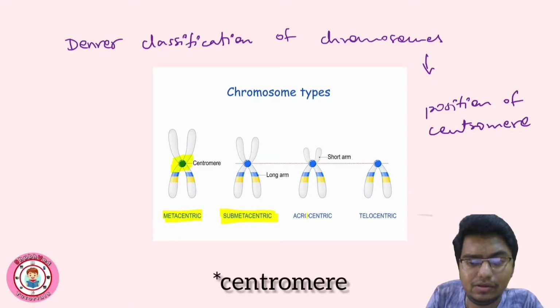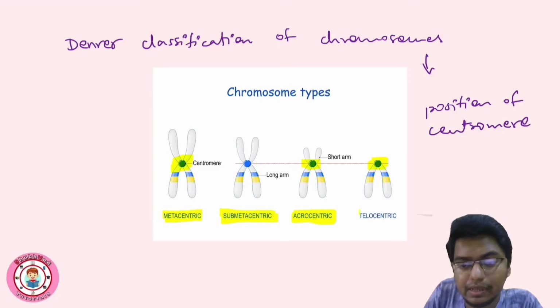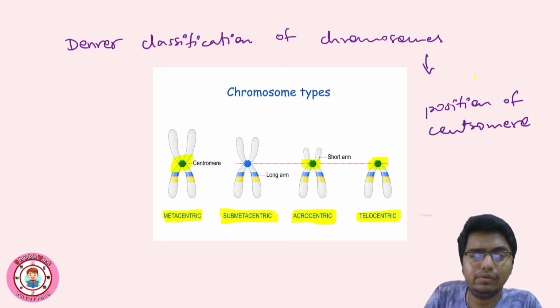And when the centromere is near the top, it is known as acrocentric. And when it is located fully at the top of the chromosome, it is known as telocentric. So these are the important terms of centromere position: metacentric, submetacentric, acrocentric, and telocentric chromosomes.